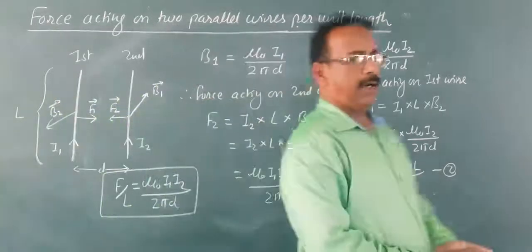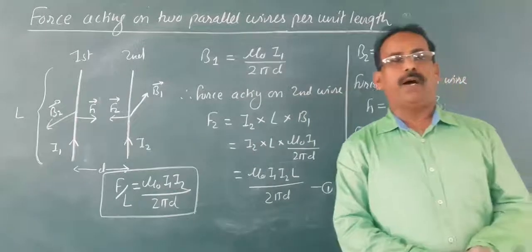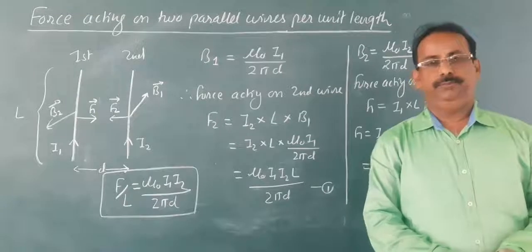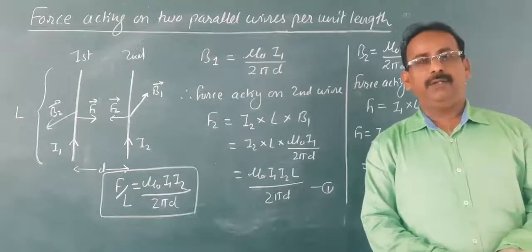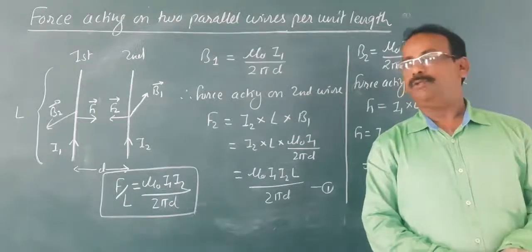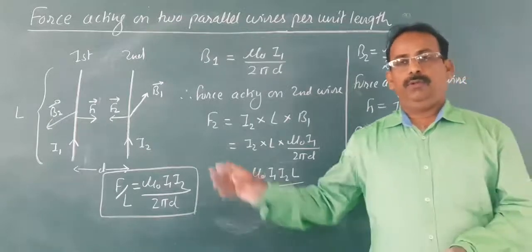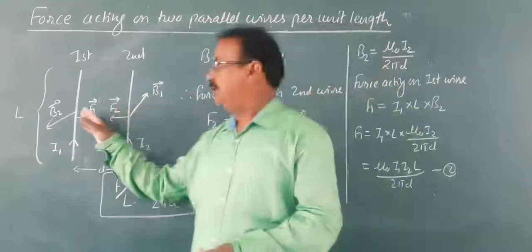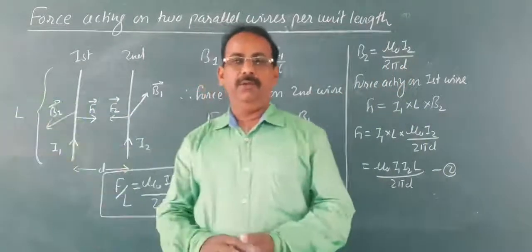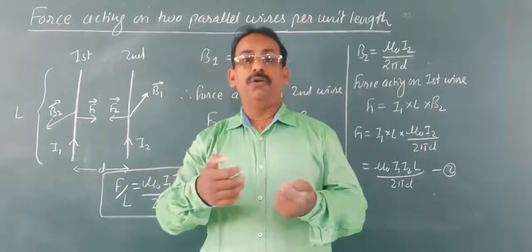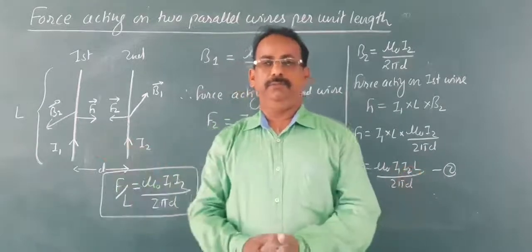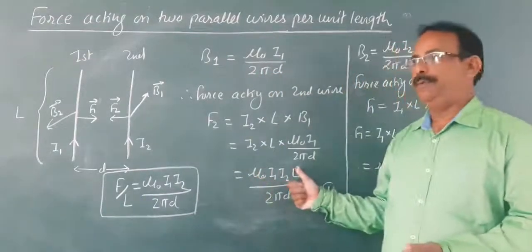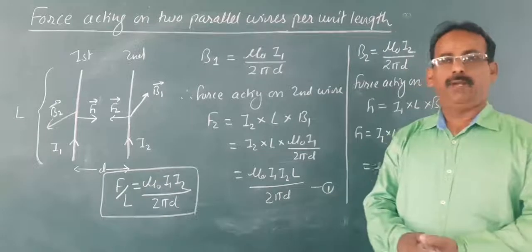This is the force acting per unit length on these two parallel wires, which is attractive in nature. If the current passes in opposite direction, then the force becomes repulsive. The force acting on the second wire will come in this direction. Force acting on this first wire will come in that direction. Means these two wires show repulsion from each other. This is the force acting on two parallel wires.